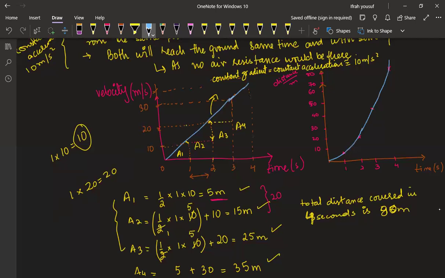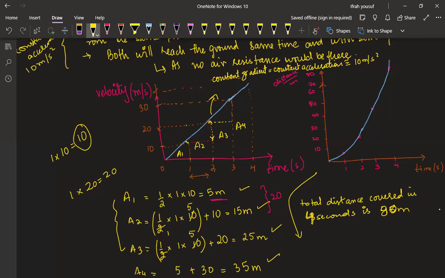Okay. Now, what do you think, the gradient is increasing or decreasing? It's increasing. So the distance time graph, what is it showing? The speed is increasing or decreasing? Speed is increasing. Okay. So in this distance time graph, the distance moved by the object increases by 10 meters every second. Okay. Right?